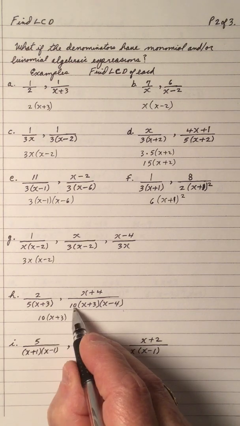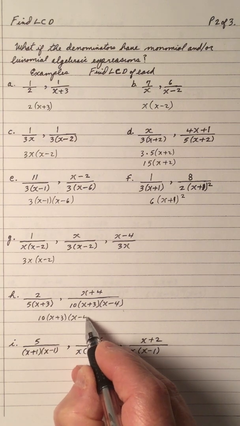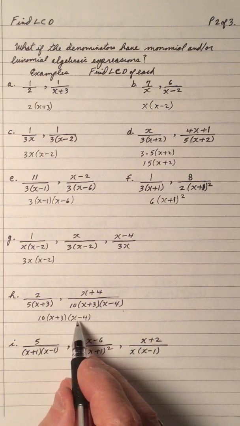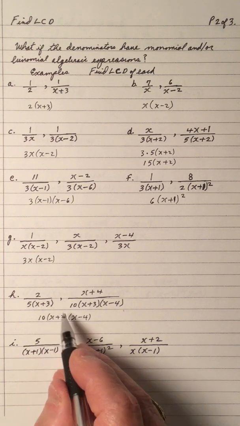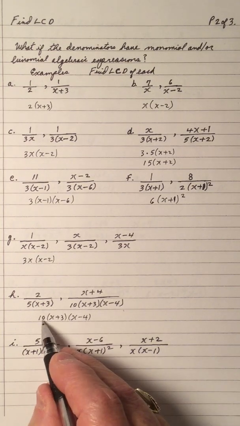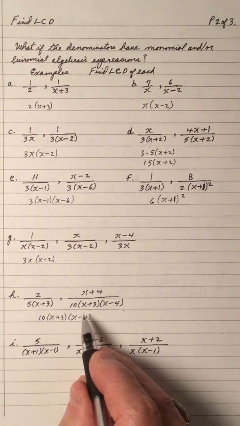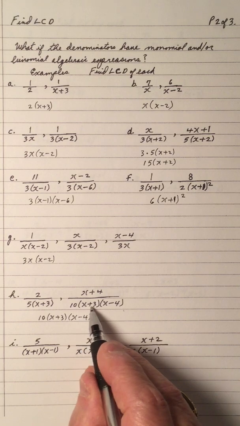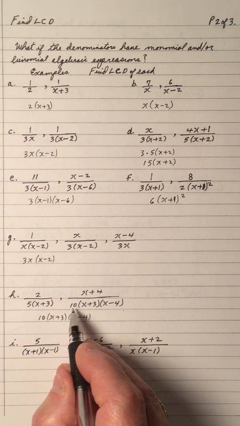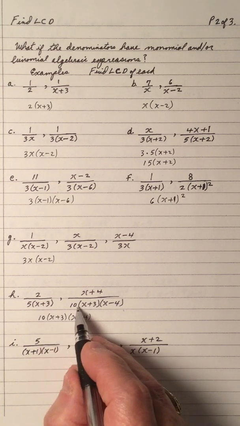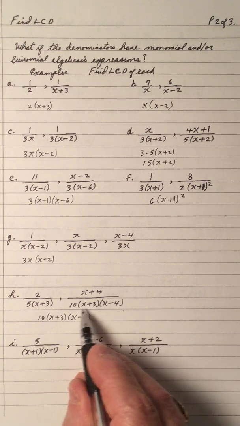And I have the 10 there, the x plus 3 is there, and I have to have the x minus 4. So that's the LCD. 5 is in 10, yes. X plus 3 is right there. 10 is in here, yes. X plus 3 is here, and x minus 4 is there. In other words, this denominator has all of it because 5 and x plus 3 is in this denominator. So that is the LCD right there.